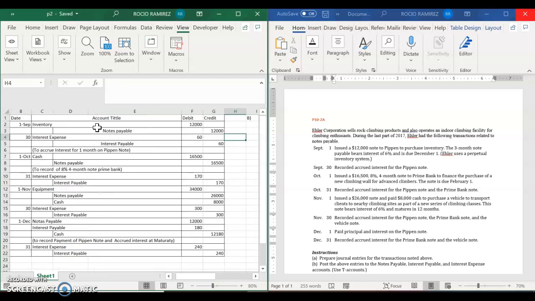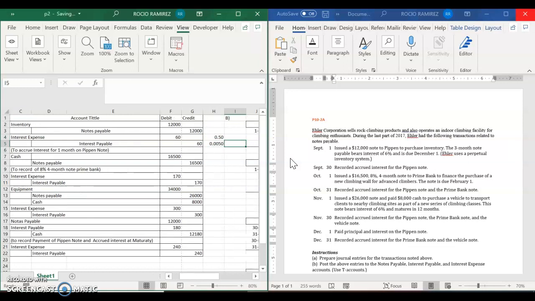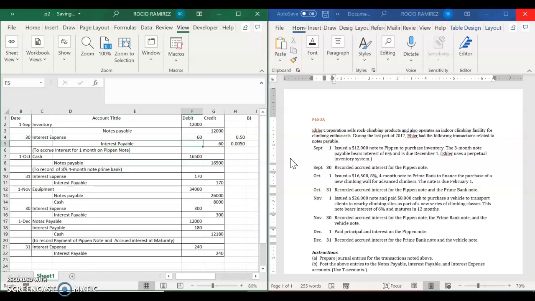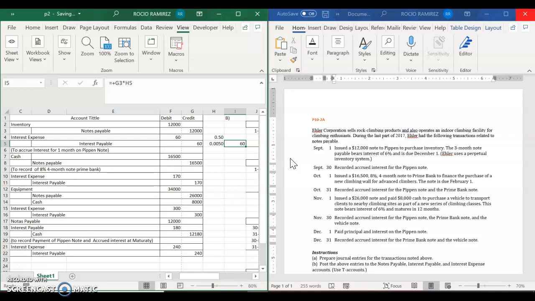Okay, in this case, what I do to calculate the interest is divide the 6% by 12 because it's an annual interest, and then I'm going to divide this amount by 100 to remove the percentage, and then I'm going to multiply the note payable amount times this amount. So that will give you a 60 interest amount for 1 month. So each month we are going to accrue 60 of interest.